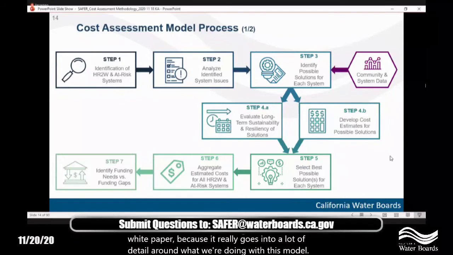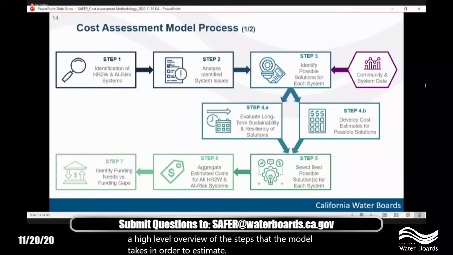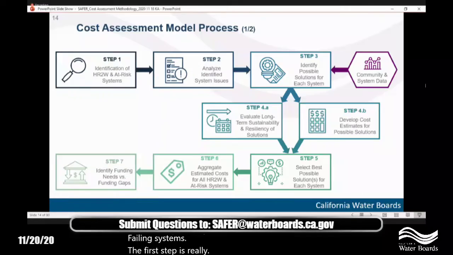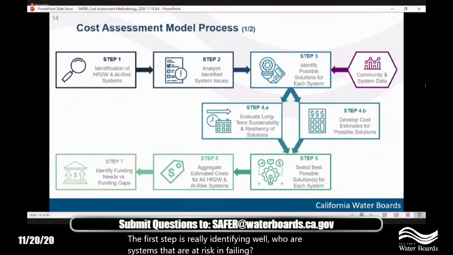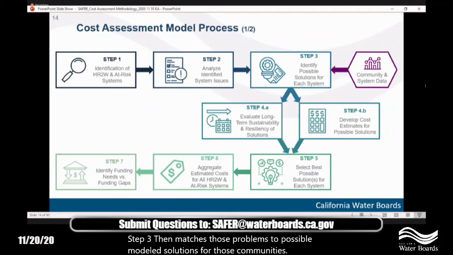This is an infographic diagram that really provides a high-level overview of the steps that the model takes in order to estimate what the cost would be to provide solutions to our at-risk and failing systems. The first step is really identifying, well, who are our systems that are at risk and failing? Step two is figuring out, well, why are they at risk or why are they failing? What are the problems that need to be solved. Step 3 then matches those problems to possible modeled solutions for those communities and those systems. And we are looking at both of the problems, but we also are looking at additional community and water system information to help really identify what those possible modeled solutions might be.